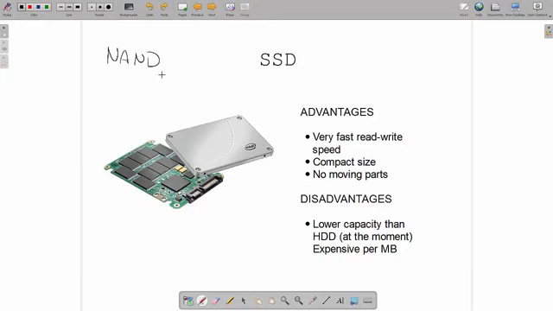They're compact in size. They're very small because you don't have to have these platters, these discs built on top of each other, and you don't have to have a moving arm. There are no moving parts, so you can put them in something that moves around and there's no problem with that. The disadvantage is that at the moment, and this is very important, they have a lower storage capacity than hard disk drives. If you watch this video in 10 years time, all this will probably be irrelevant, because I'm sure that these will overtake hard disk drives. But at the moment, they have a lower storage capacity and they are much more expensive per megabyte.